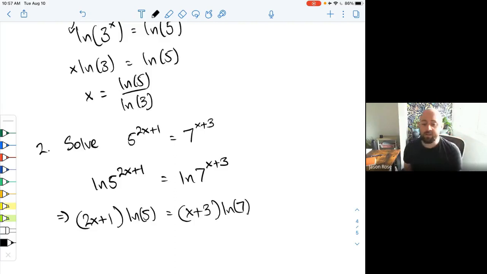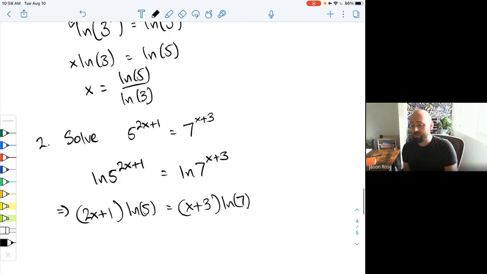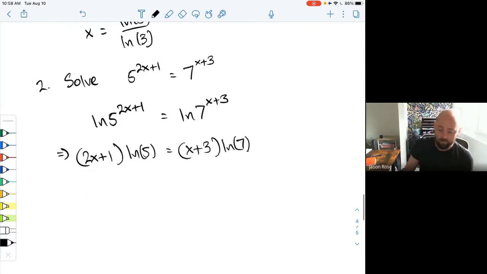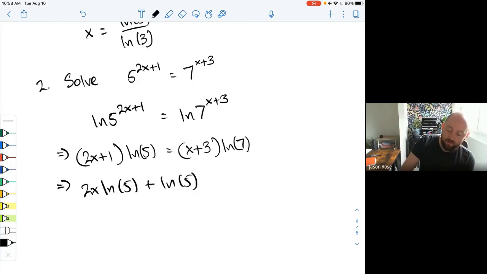And now the question is to solve for x. And it's something that I hope most of you will be very comfortable doing now. We're going to multiply out brackets. 1 times natural log of 5 would just be natural log of 5.